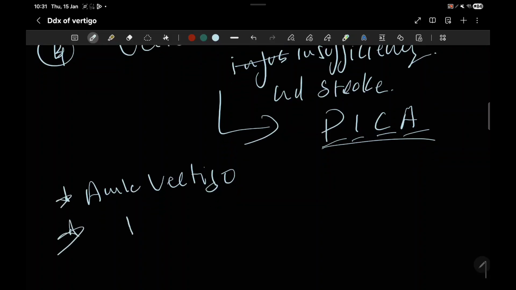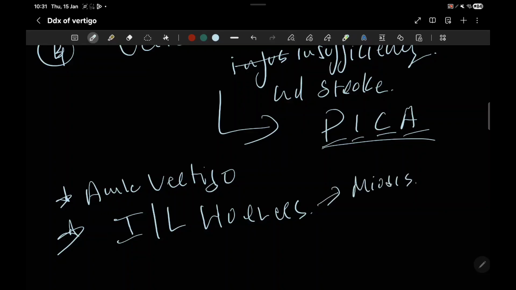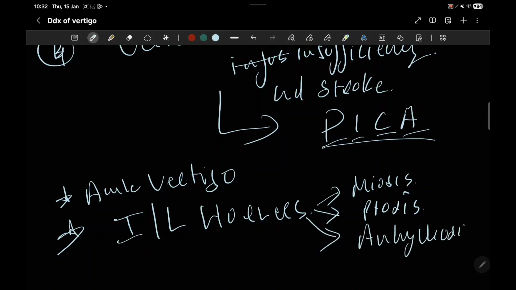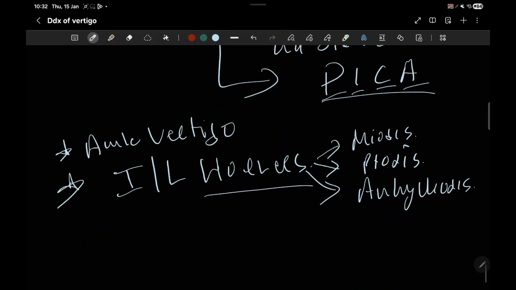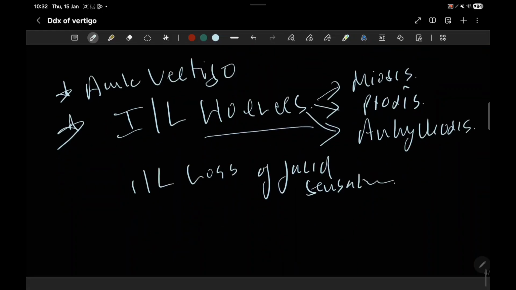And the main thing is it has ipsilateral Horner's. What do you find in Horner's syndrome? Miosis, which is the constriction of pupils, ptosis, which is drooping of the eyelids, and anhidrosis. What is anhidrosis? Basically no sweating on that side of the face. Okay, in Horner's, ipsilateral Horner's. Also, there is ipsilateral loss of facial sensation.